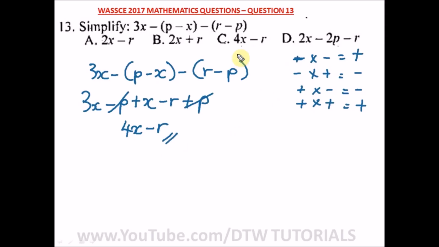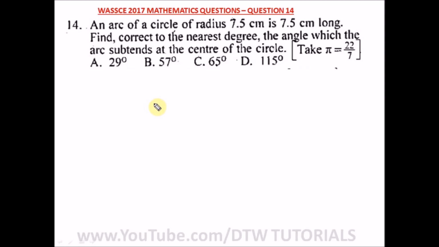So this is our answer, and our right option here is option C. Question 14 of our WASSCE 2017 mathematics past question, that's your WAEC 2017. It says an arc of a circle of radius 7.5 is 7.5 centimeters long. Find, correct to the nearest degree, the angle which the arc subtends at the center of the circle. So we're looking for the angle which the arc subtends.